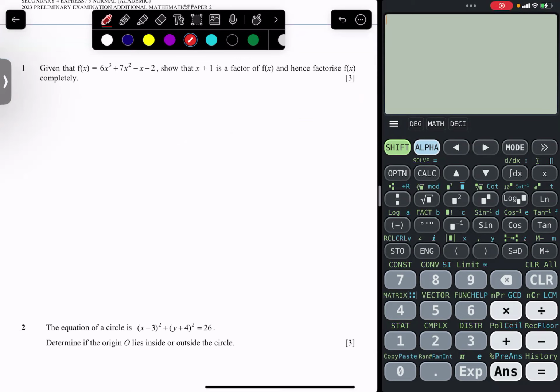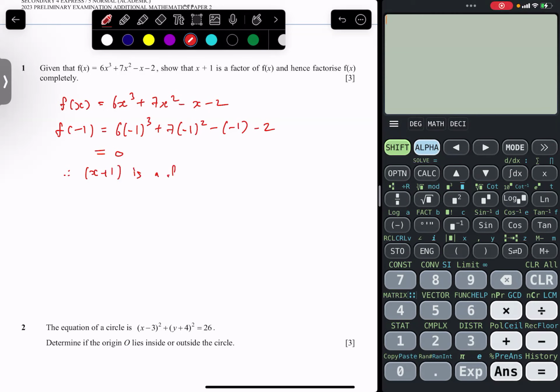Okay, so here what we can do, f(x) equals 6x cubed plus 7x squared minus x minus 2. Substitute in -1: f(-1) equals 6(-1) cubed plus 7(-1) squared minus (-1) minus 2, equals 0. Therefore x plus 1 is a factor. Now, you don't need to use a calculator to check whether it equals 0, because it must be, since they ask you to show that it is a factor. So it must equal 0, factor theorem.